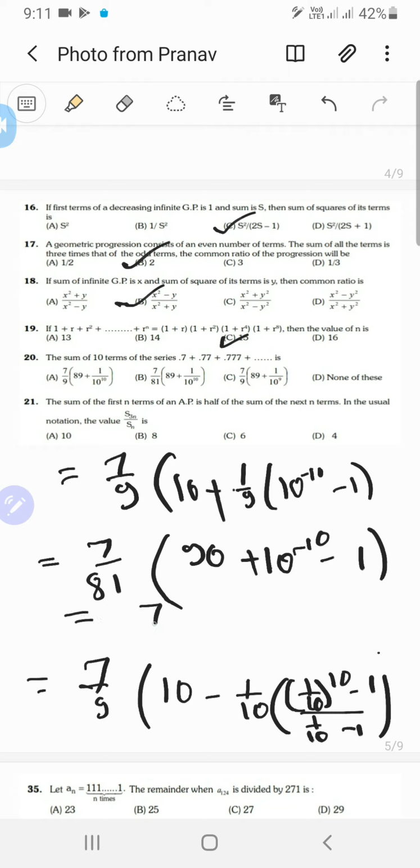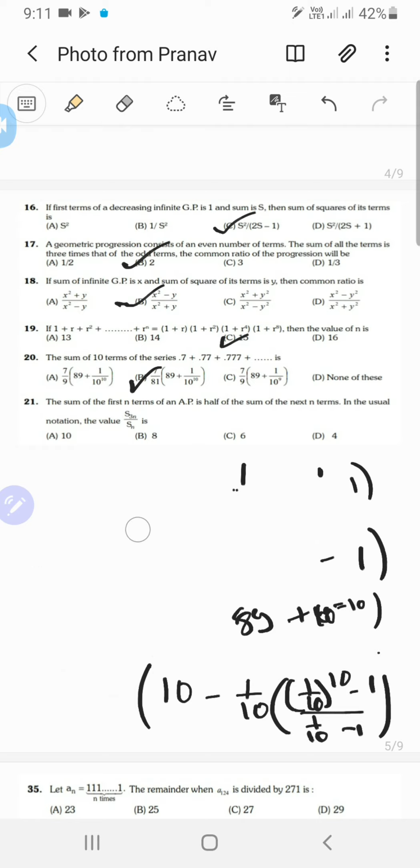Okay, so this is supposed to be 7 by 81 of 91. Sorry, not 91. It's supposed to be 89 plus 10 to the negative 10. Is it in the options? Yes, this is the option which we are looking for: 7 by 81, 89, and 1 by 10 to the 10 is 10 to the negative 10. Same thing.